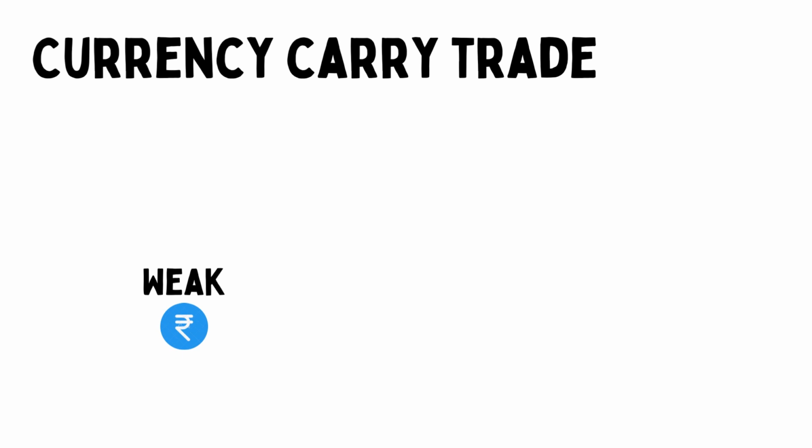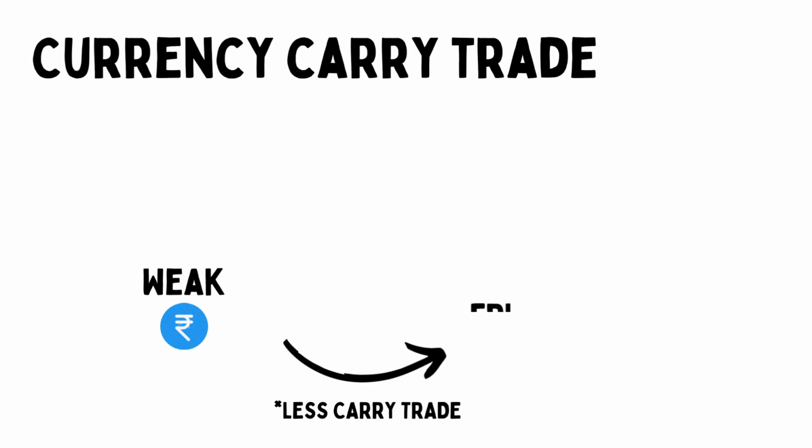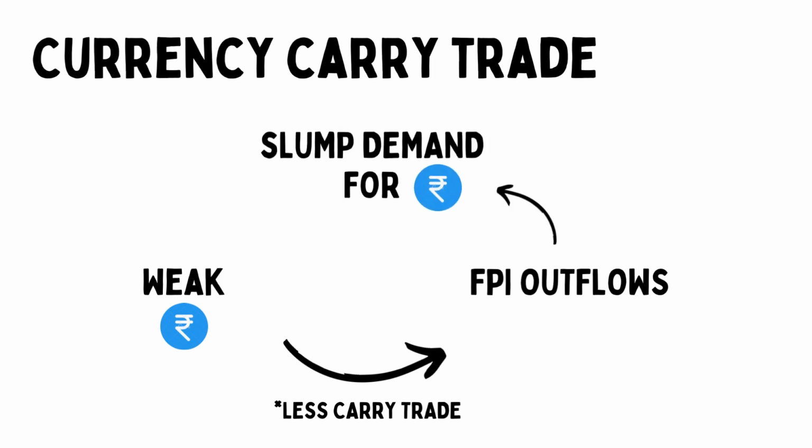What was the external force this year? War, supply chain issues, pandemic, etc., etc., right? Now, a weaker rupee will result in less carry trade. That means we see foreign portfolio outflows. As foreigners leave the Indian market, they will dump the rupee in the process, making the rupee plunge, thus creating a cycle.